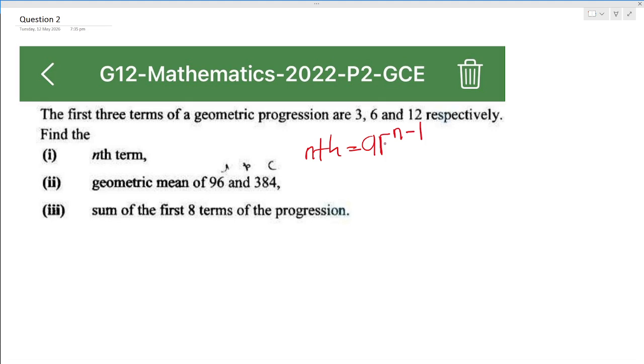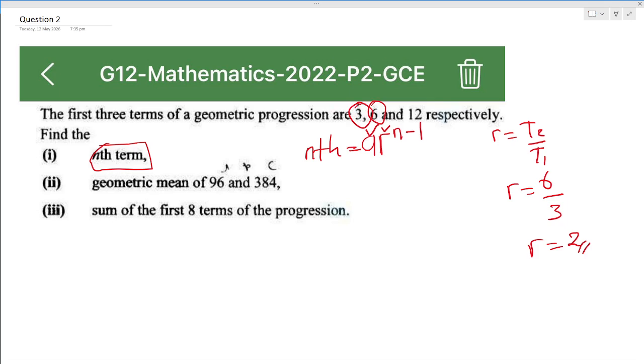Okay, thank you. All right, so we're asked to find the nth term. If you look at this formula, we need A and we need r. That's all for this type of question, because you're solving for the nth term, you just need the first term and the common ratio. So how do you find the common ratio? We say T2 divided by T1. T2 is 6, so it's 6 divided by T1, which is 3. So your common ratio is equal to 2.